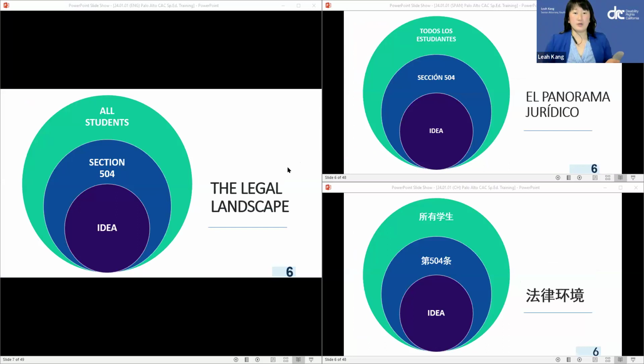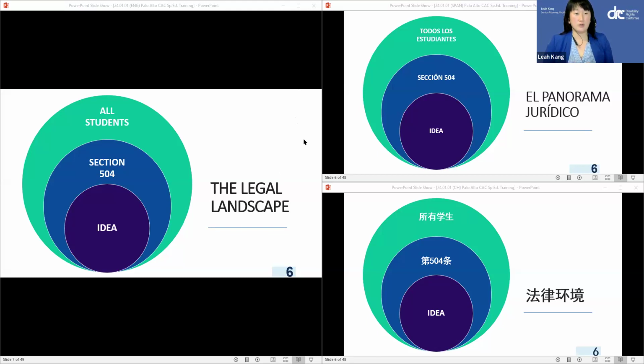There's a big green circle that represents all students, students with disabilities and students without disabilities. Then there's a smaller blue circle inside. There's a law called the Section 504 of the Rehabilitation Act, which covers some students with disabilities. And then an even smaller circle inside, which stands for the IDEA, the Individuals with Disabilities Education Act. That covers an even smaller group of students with disabilities.